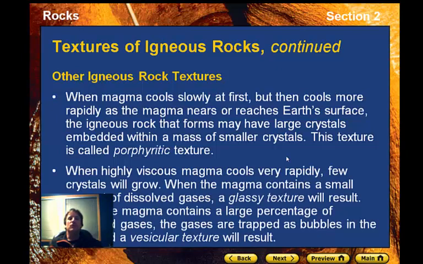Sometimes when magma cools real slow, crystals will grow, and you get that small amount of dissolved gas, and that gas busts out of it, and then you get a glassy texture. That's called, we get things like obsidian, which is volcanic glass.